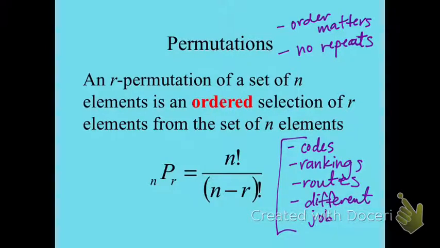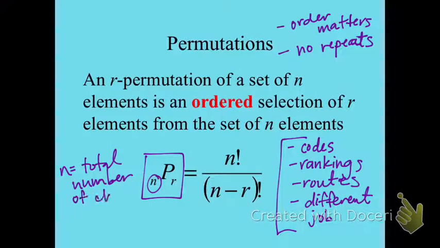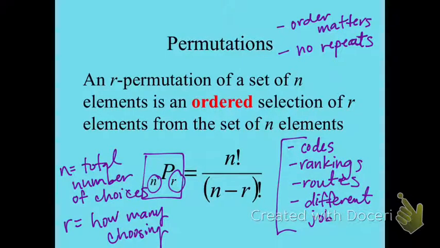In your calculator, how we're going to calculate it, it looks like nPr, where n represents the total number of choices. So for instance, if I'm choosing, like, how many different 4-letter codes are possible? Well, I have 26 letters in the alphabet, so n would be 26, and then r represents how many you're choosing. So if I said 4-letter codes, it would be 26P4. 4 would be how many letters I'm choosing from the 26.